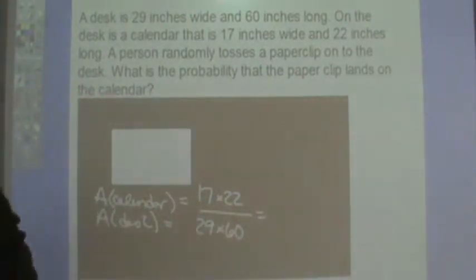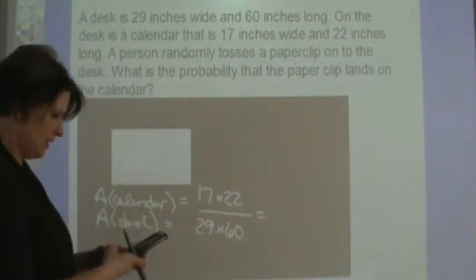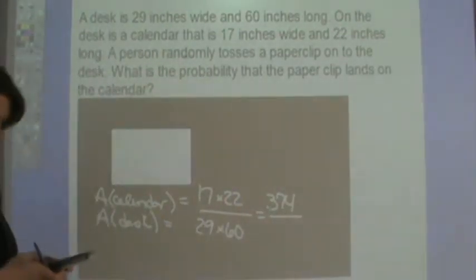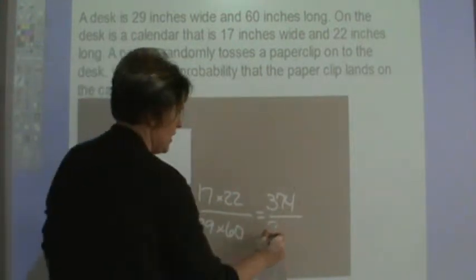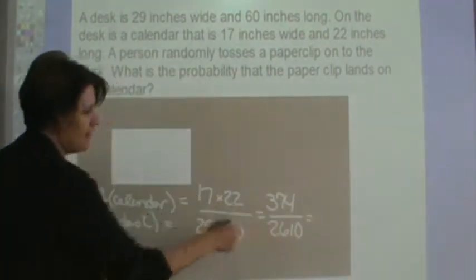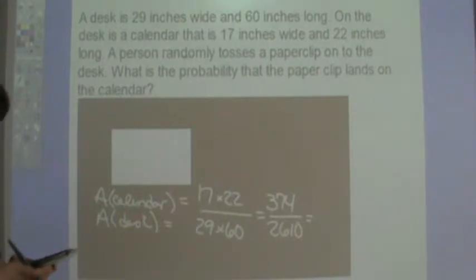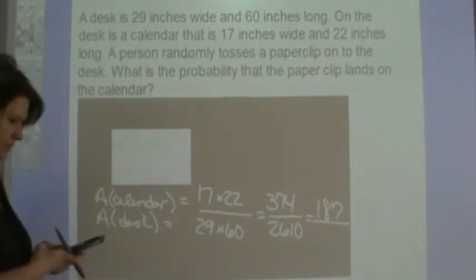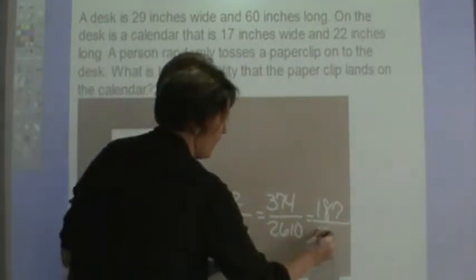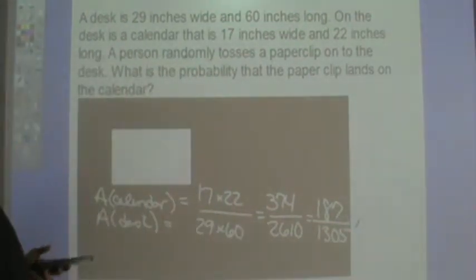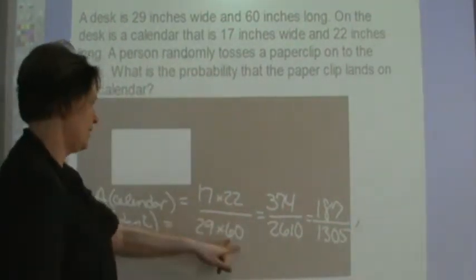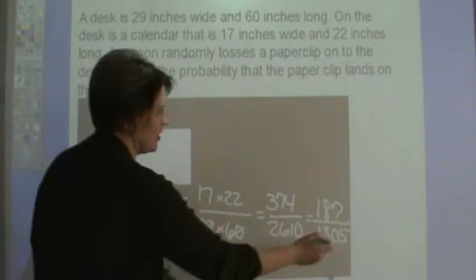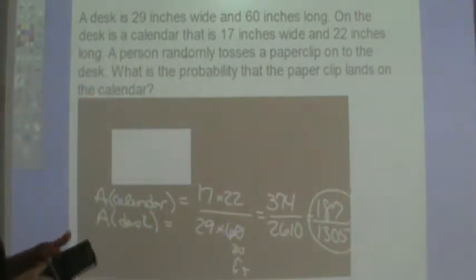Let's do that. Okay, so our top number would be 17 by 22, which is 374. And then we have 29 by 60, which would be 2,610. Those are both even, which means I can reduce by dividing by 2, so 187 over 1,305. Okay, and I don't believe that can be reduced any farther because we can't get 17. So that's our answer. The probability would be 187 out of 1,305.